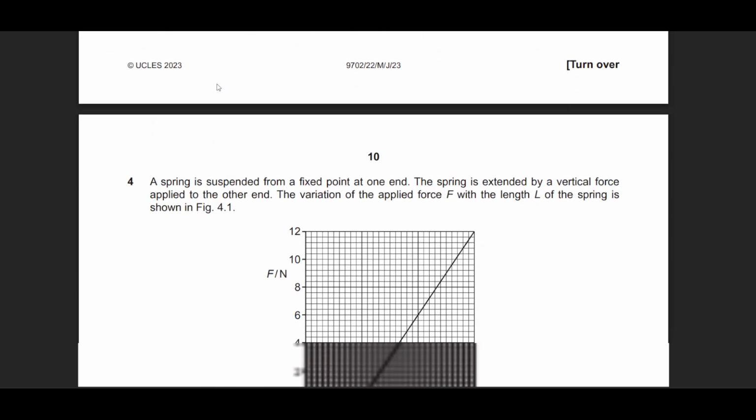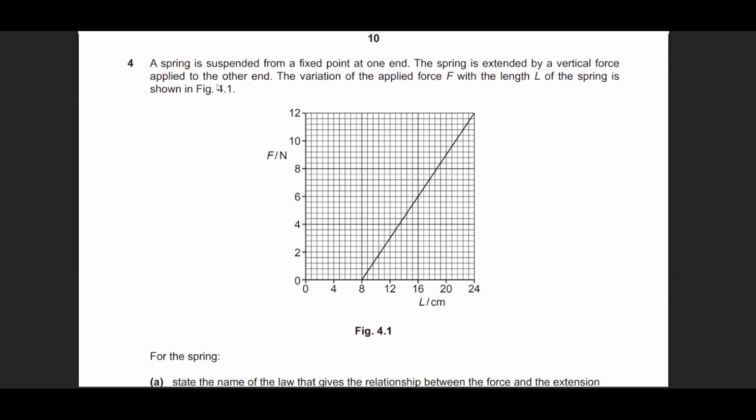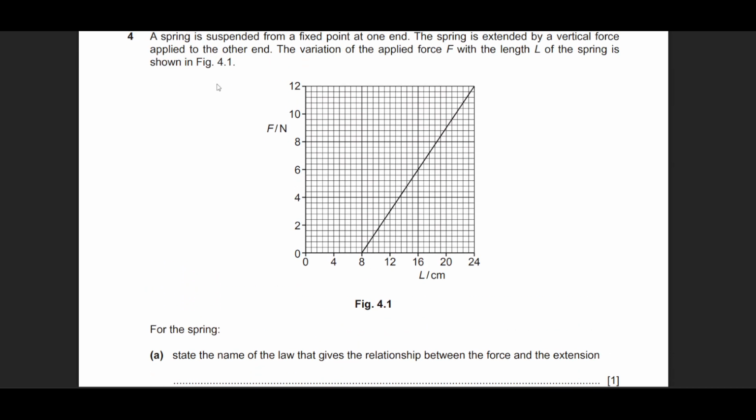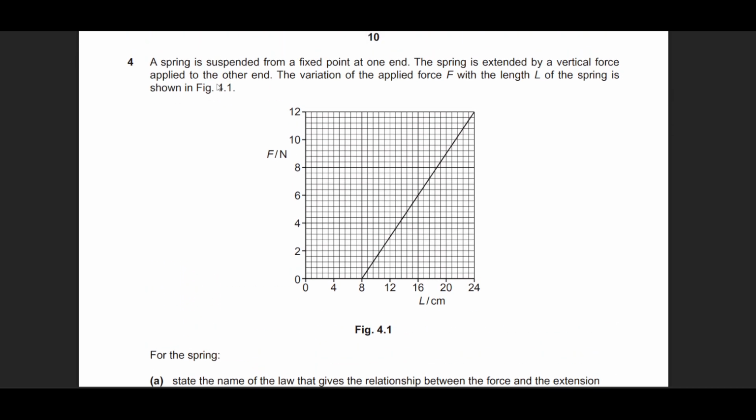Okay, all right. The next question is about Hooke's law. Now, this graph is interesting. Please notice that we have a spring. What is the meaning of this coordinate? There is no force, but there is a length. Basically, this means that when the spring is hanging with no load, with no mass, the total length is 8 centimeters.